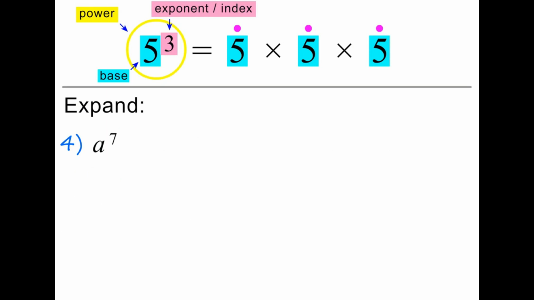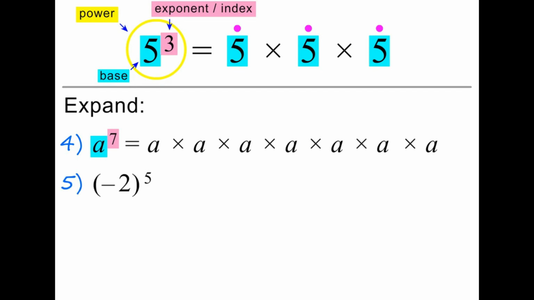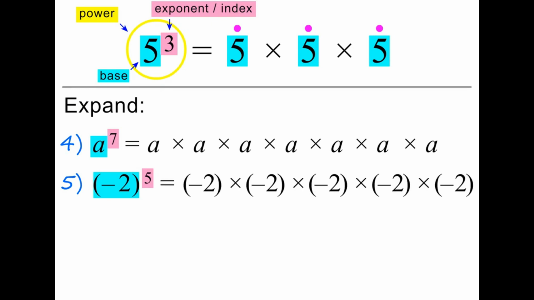In the next example, we are asked to expand a to the power of 7. The base is a, which can again be any number, and the exponent is 7. So we need to multiply a by itself 7 times. In the next example, we are asked to expand minus 2 all to the power of 5. The base here is everything inside the bracket, and the exponent is 5. So we need to multiply minus 2 by itself 5 times. Please note, it is always a good idea to write negative numbers inside brackets.